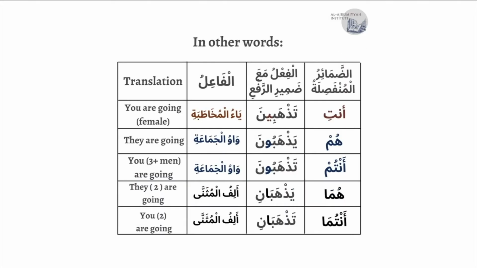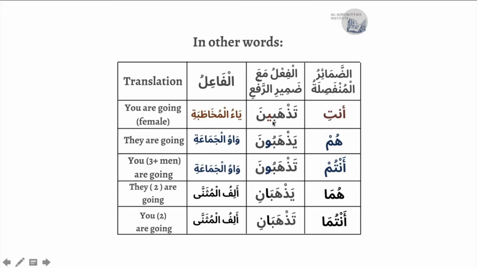It's either going to be أنت, which is يا المخاطبة here. واو جماعة as a fa'il is used for hum and أنتم. And ألف مثنى is used as the fa'il for huma and antuma. So when I conjugate a verb with any of these 5 pronouns here, they're going to look like this. And they're always going to have the same ending.